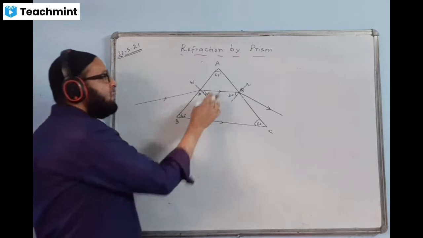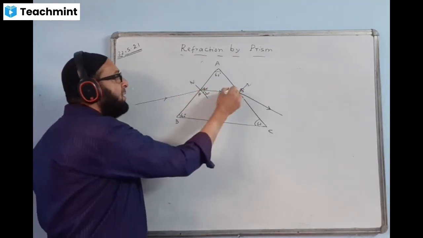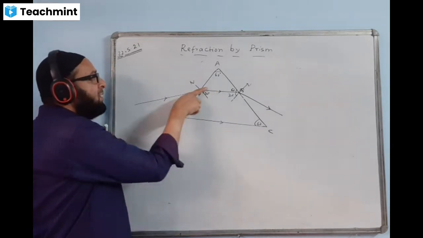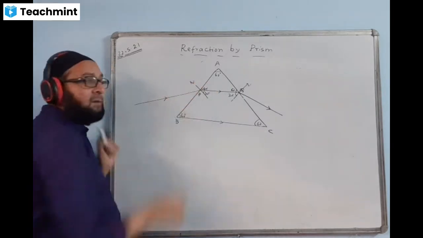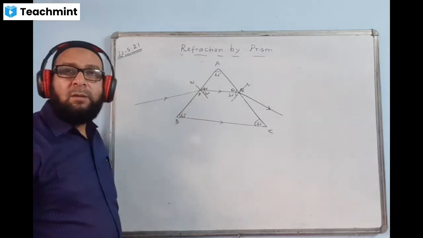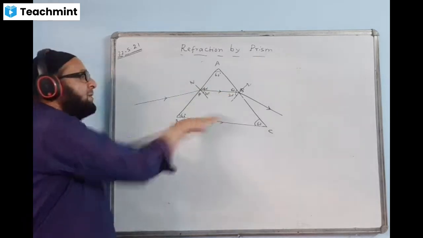Okay, why are these two lines parallel? Because the remaining angle becomes 60 degree, here also it becomes 60 degree. These two are corresponding angles, 60 degree, here also 60 degree. We know the fact that when corresponding angles are equal, then the two lines will be parallel. That's why this line and this line are parallel.